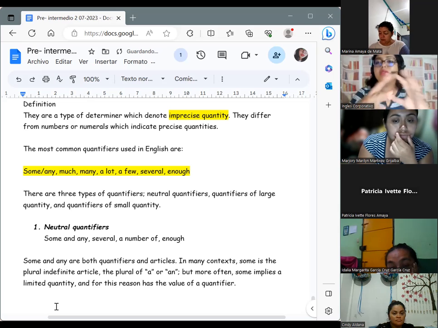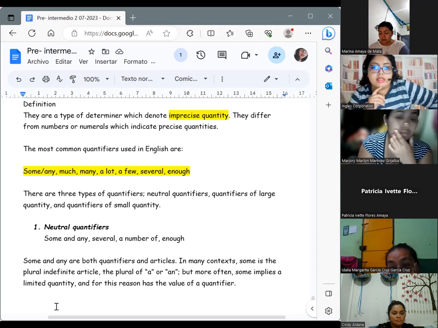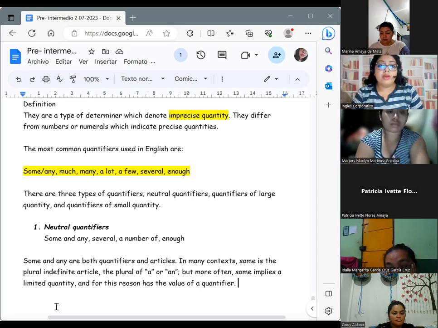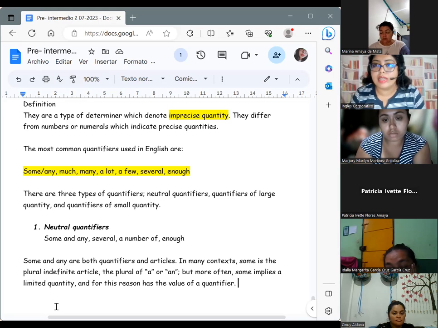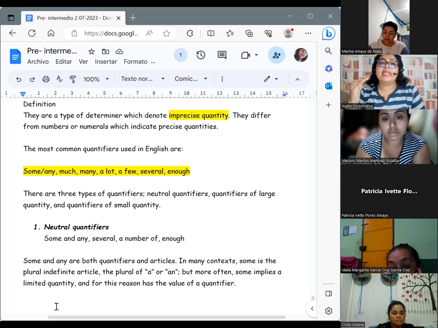So in this information, we have something very, very interesting. And this one said that in many contexts, some is the plural indefinite article, and this one is the plural of a and an. Nosotros ya conocemos este artículo. Es bastante conocido porque lo utilizamos en diferentes oraciones, ya que se refiere a un, una. Pero el some lo vamos a utilizar como el plural de ese artículo. Pero es más seguido cuando hablamos de una cantidad indefinida, o sea, cuando no tenemos un número exacto de algo. Y por eso lo utilizamos como un quantifier, no tanto como un artículo, porque no tenemos una cantidad exacta sobre alguna cosa de la que estamos hablando.